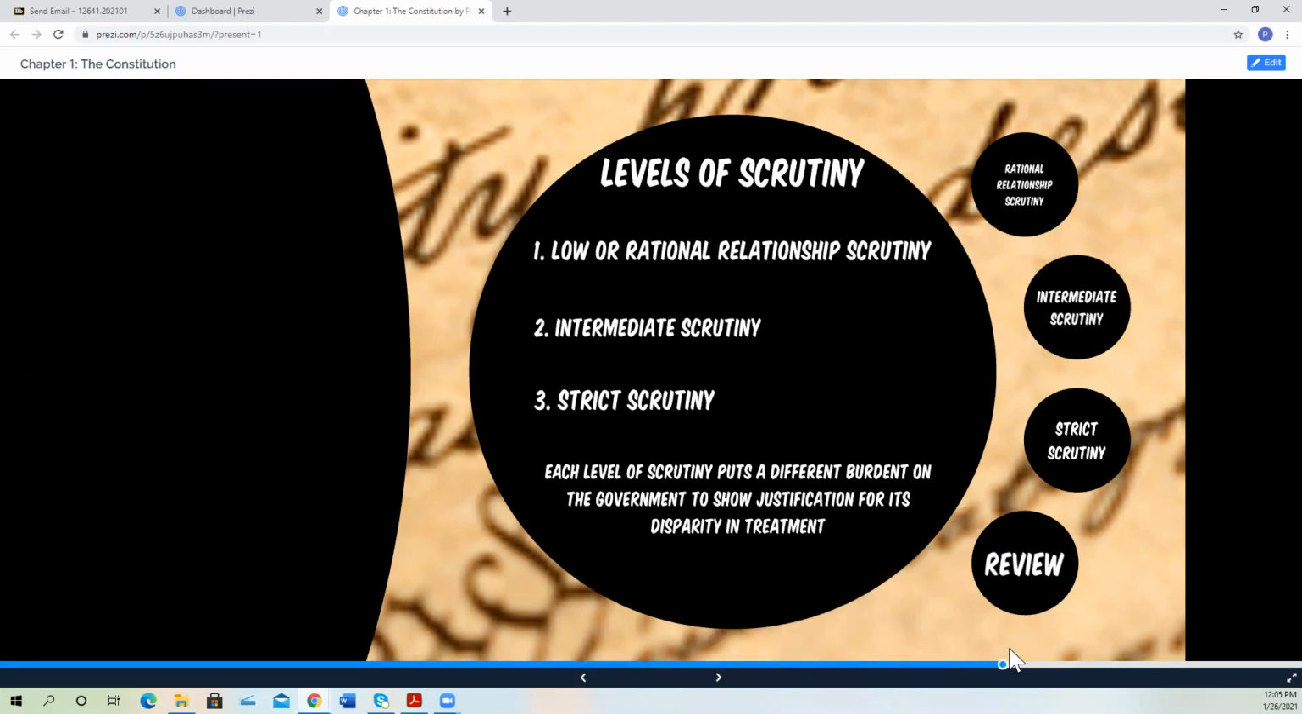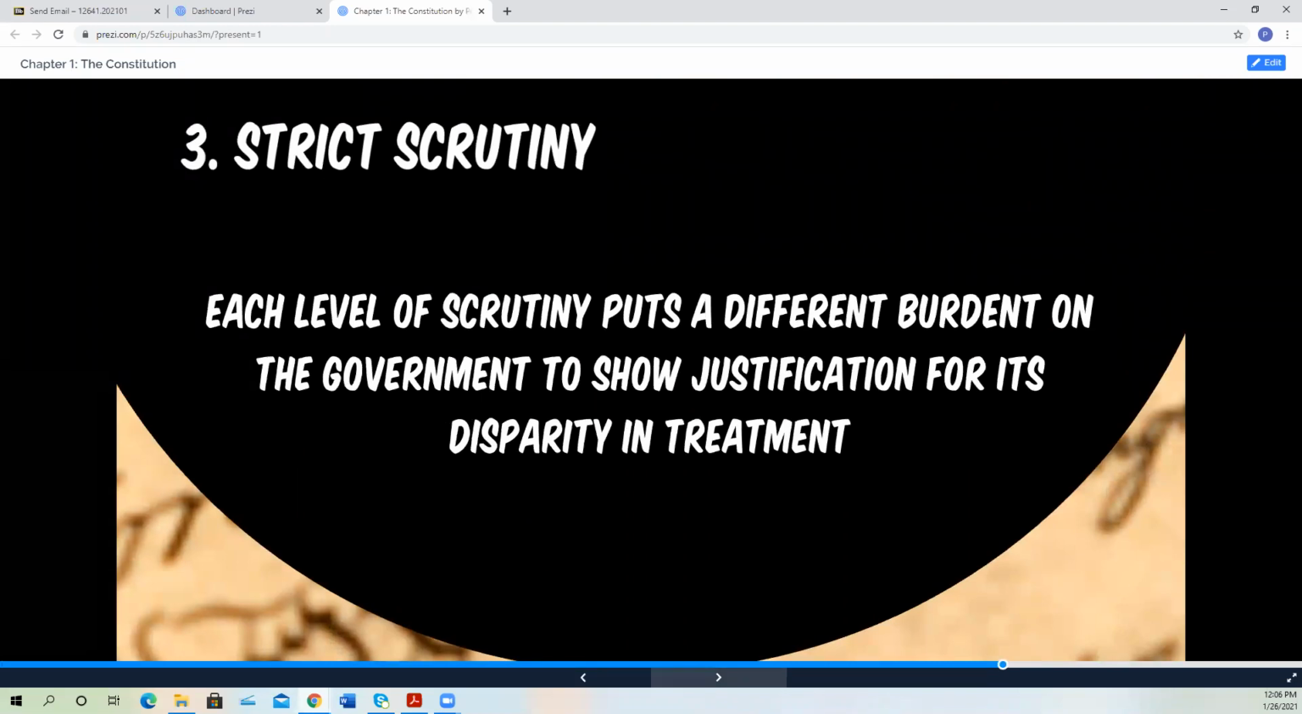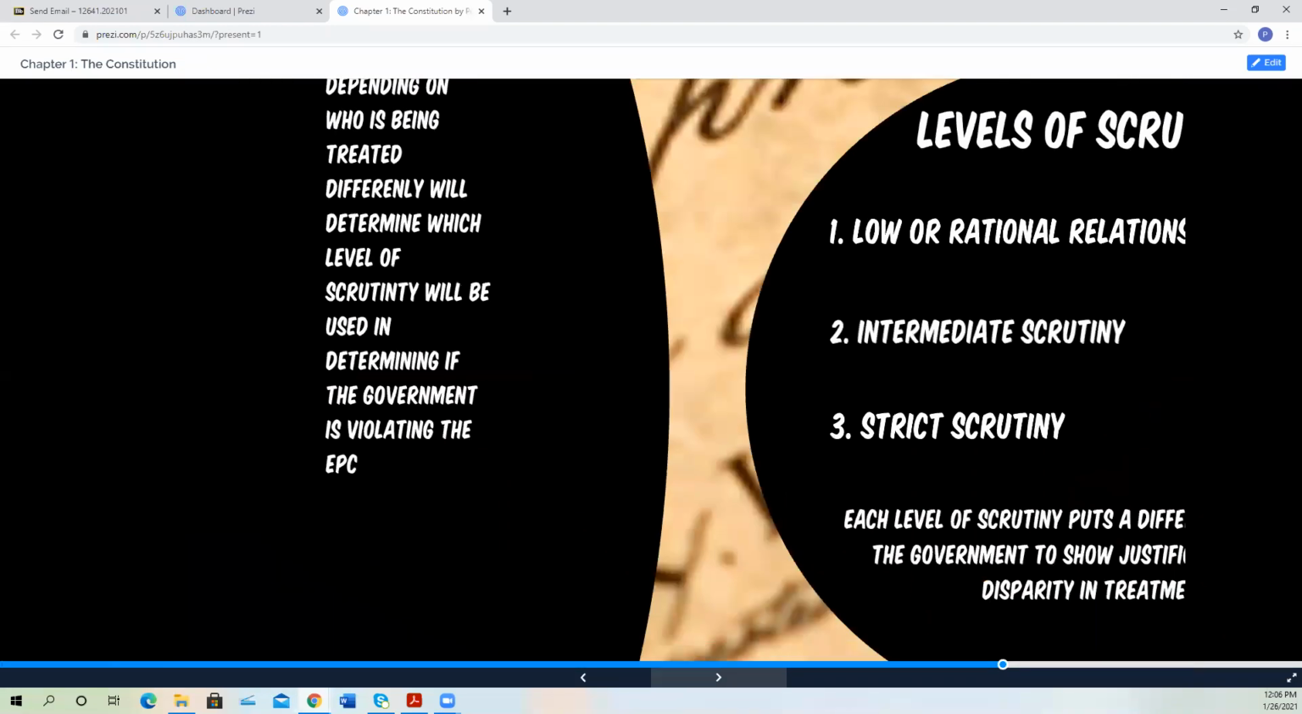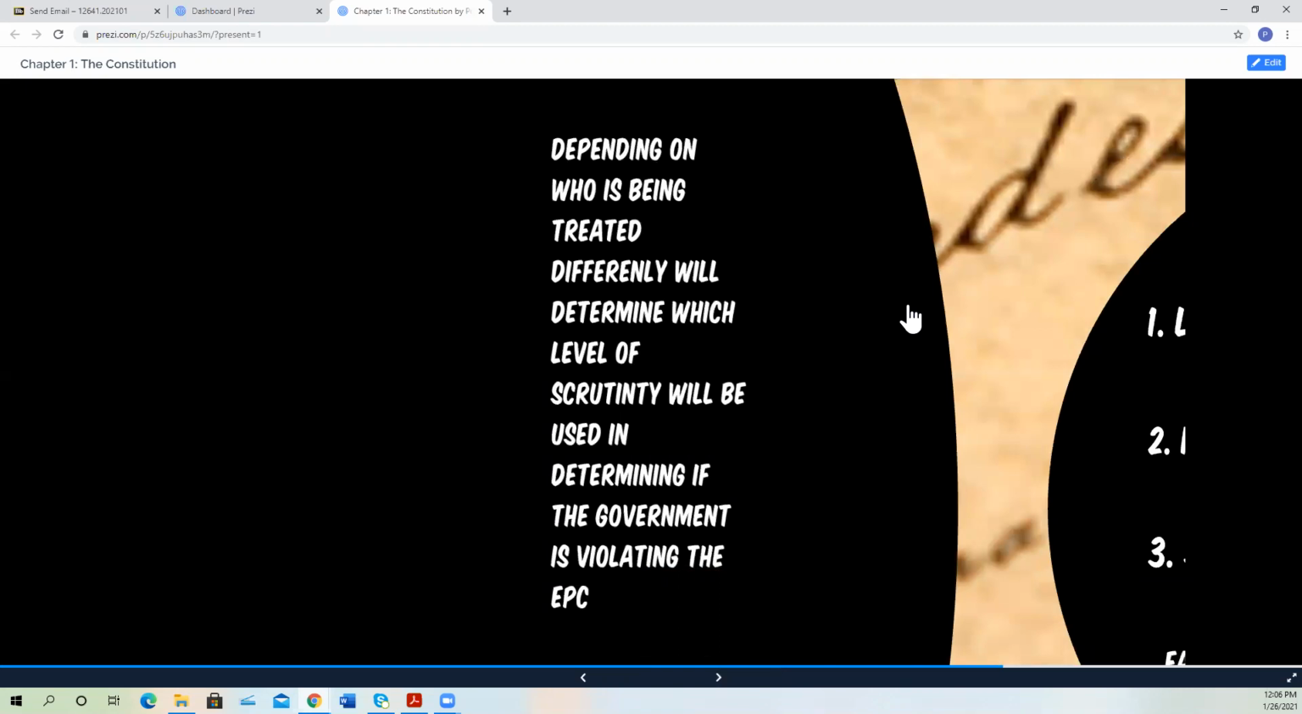Each level of scrutiny puts a different burden on the government to show justification for its disparity in treatment. So low or rational relationship scrutiny is a pretty low standard. And strict scrutiny is a very high standard for the government. And again, depending on who the group is will depend on what level of scrutiny we're going to apply. So let's take a look at it. Depending on who's being treated differently will determine which level of scrutiny will be used in determining if the government is violating the Equal Protection Clause.